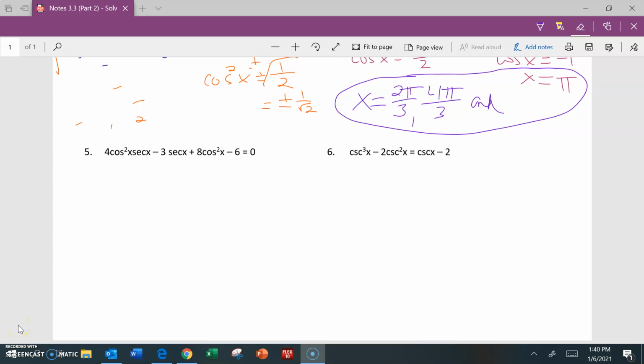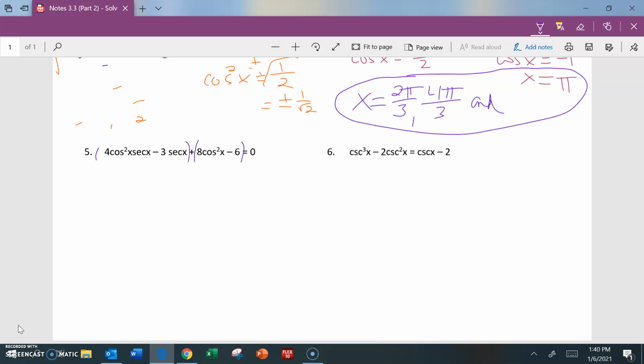All right, we have our last two examples. So this expression here, we have four terms. When you think about four terms, if there's no GCF, which there's not, we need to factor by grouping.